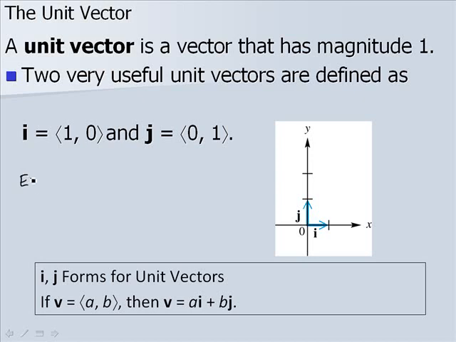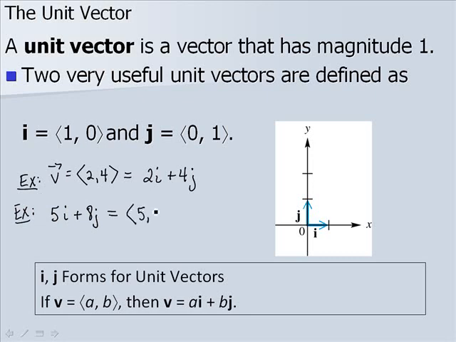So for example, if we have that vector v is <2, 4>, then it can be rewritten as 2i plus 4j. And vice versa, if we have a vector written as 5i plus 8j, it can be rewritten as <5, 8>.